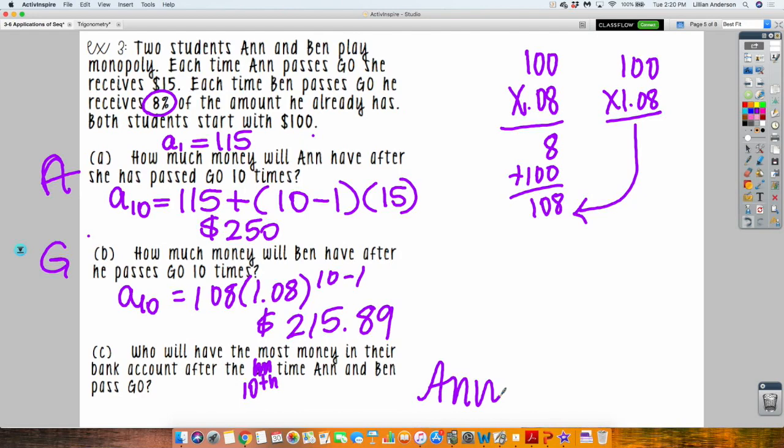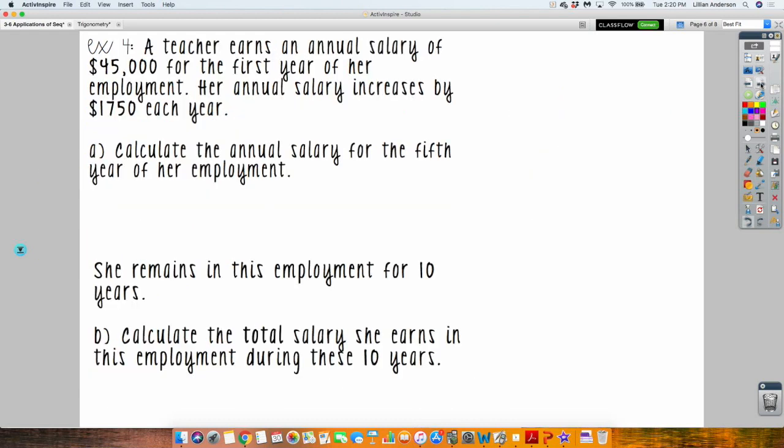Who will have the most money in their account after the 10th time Ann and Ben both pass go? Ann, clearly. It won't always be Ann. Okay? We'll save that for your upper level classes to show you how to figure it out. You know, how many times they would need to pass go in order for Ben's amount to exceed Ann's amount. I'll leave that for your pre-cals and your IBs. Yes? How is this so far?